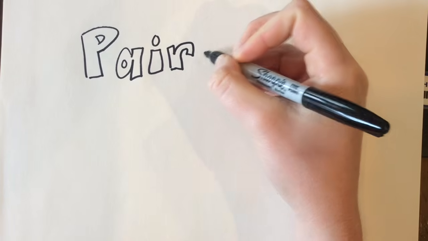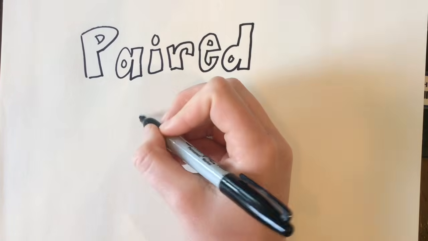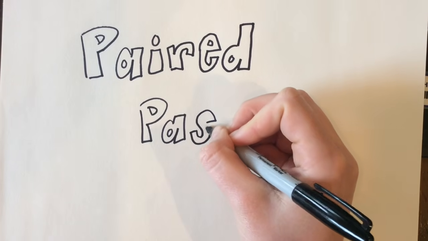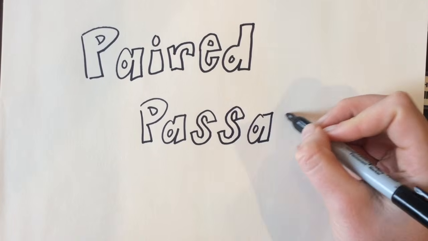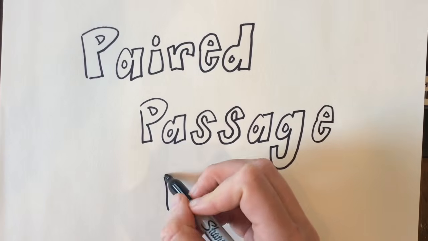Hey guys, so today we're going to be talking about paired passages. Now we've been talking about these a little bit in class already, but now we're going to be talking about what it looks like on a STAAR test. Now this is new for 4th grade. This is something you've never seen before, and so we have to understand how these passages are set up so that we can be successful.